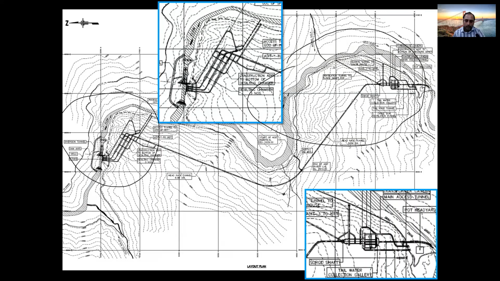In the powerhouse complex, if you can see, you have this surge shaft. This HRT is coming to the surge shaft. Then we have the pressure shaft, and then we have the powerhouse and transformer hall and everything. And then you have a tail race tunnel.